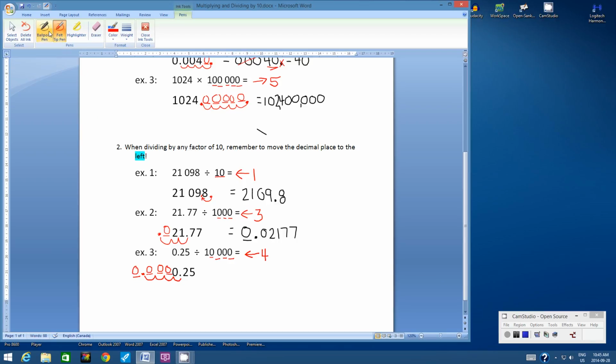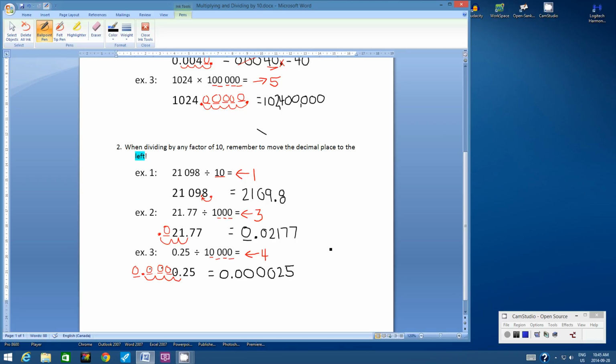So let's rewrite our answer. So we have 0.0000025. Let's count the zeros behind the decimal. 1, 2, 3, 4. And we have 1, 2, 3, 4. 0.25 divided by 10,000 is 0.0000025, a very small number.